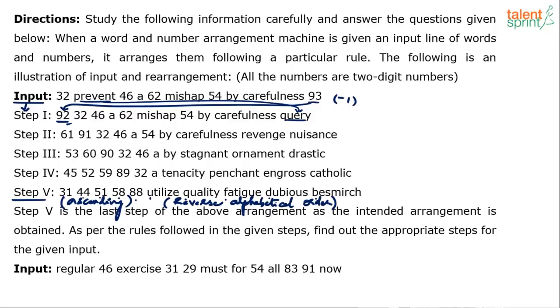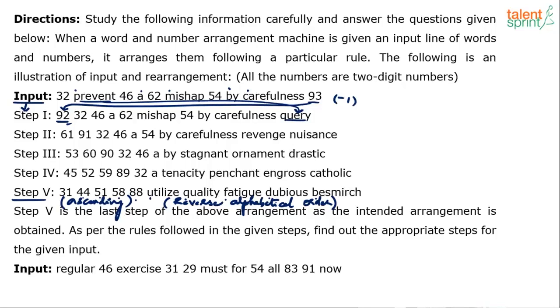And prevent, if you observe, is the last word as per the alphabetical order in the first step in the input. See, A, B, C, M, P. So among the given words, the word that comes last in alphabetical order is prevent. Maybe that's why prevent has been moved. But before it was positioned in the last place, it has been changed to query.